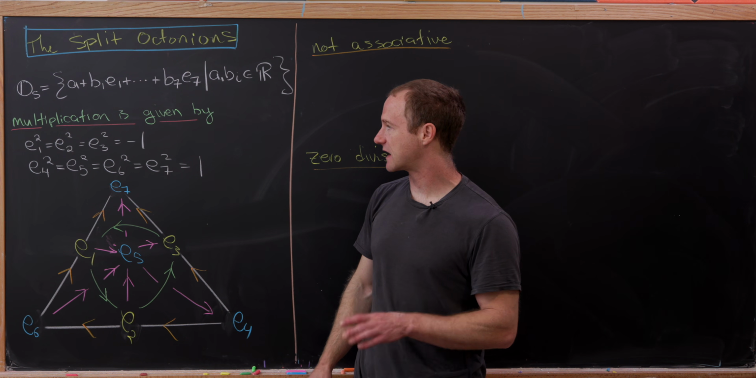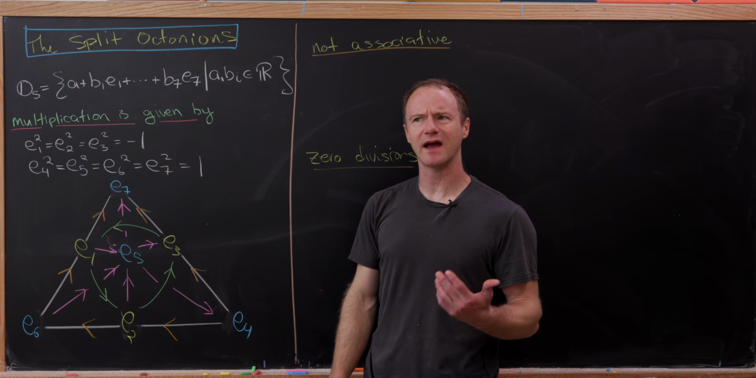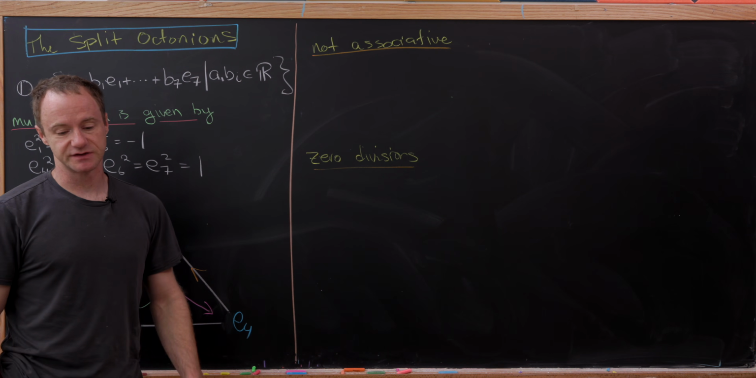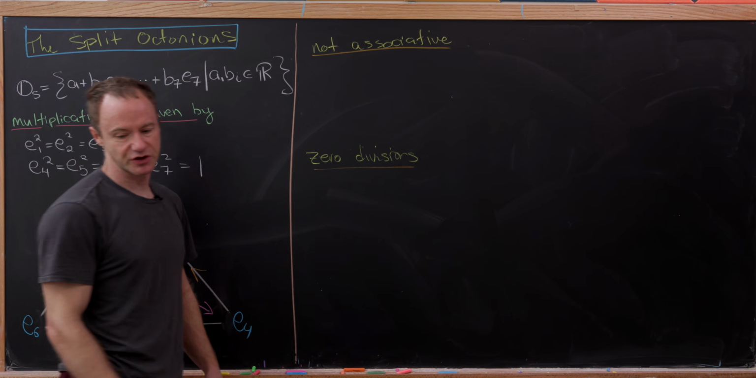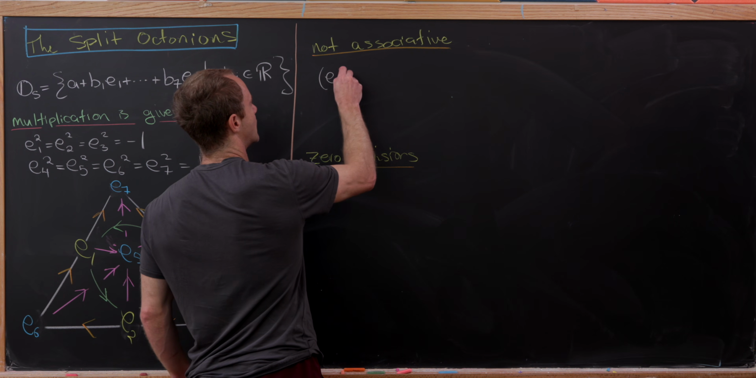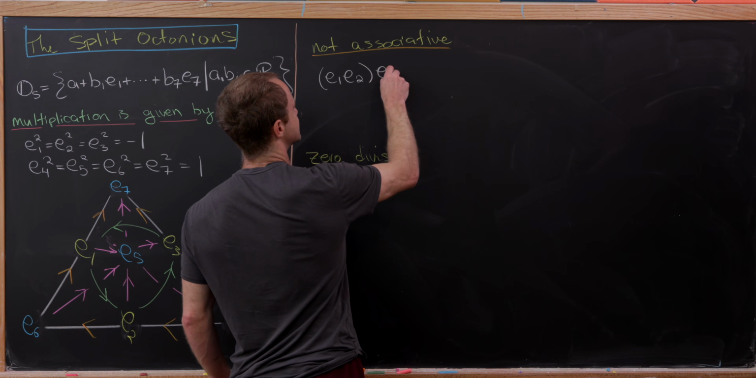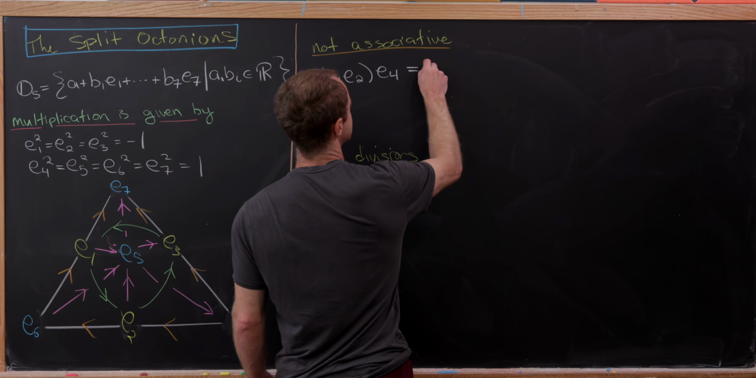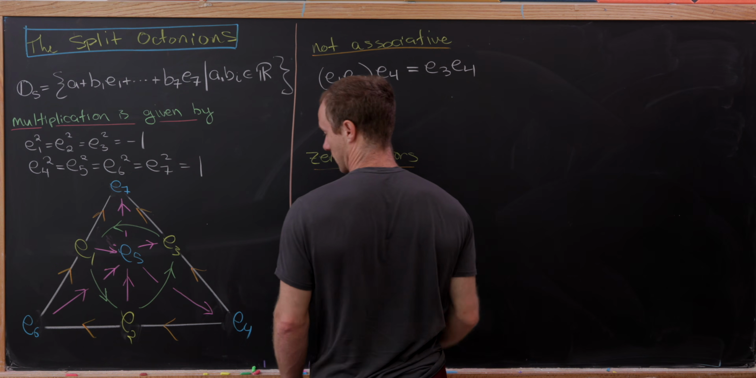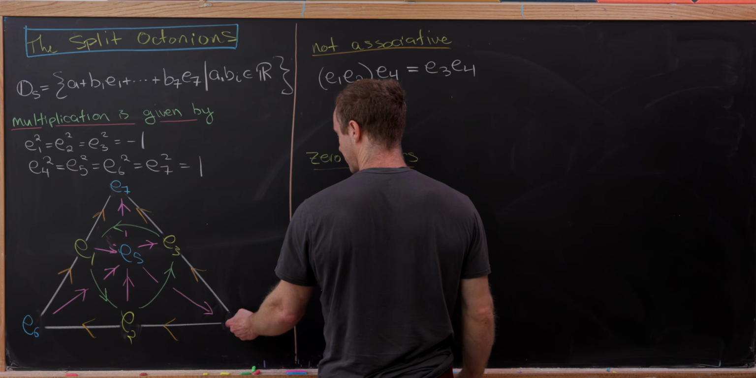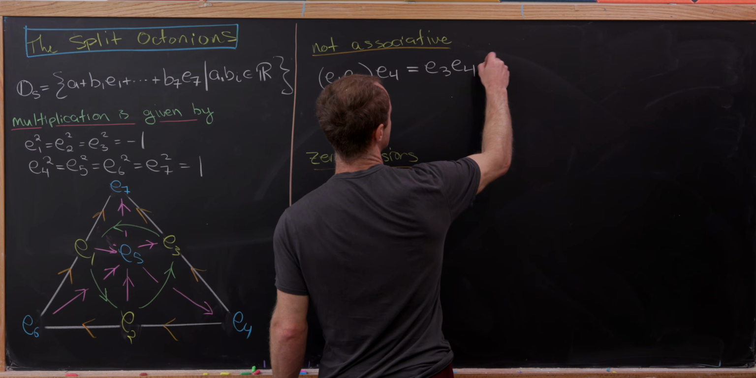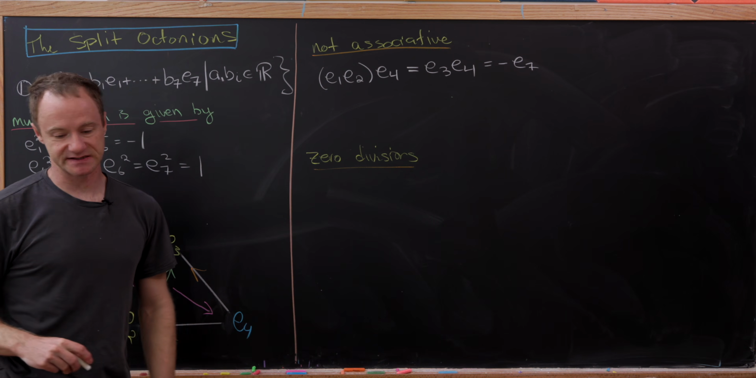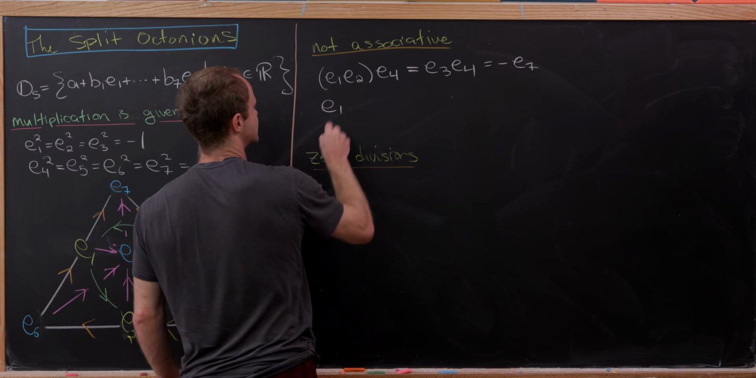Okay, so now we've got an idea of what the multiplication looks like and why this differs from the regular octonions, but it's still non-associative like the regular octonions, and we can show this really easily. Let's look at E1 times E2 times E4. So by the diagram, E1 times E2 is E3, so this is E3 times E4. But then E3 times E4 is -E7 because we're looping around opposite direction of the arrows. So that's -E7.